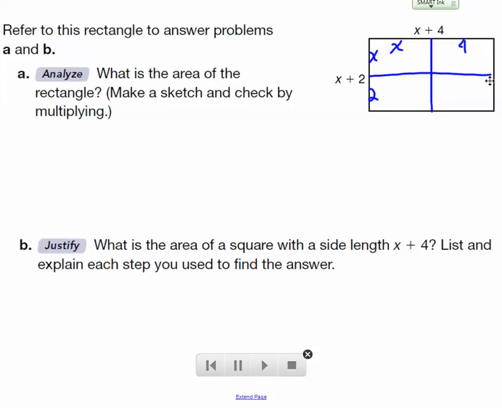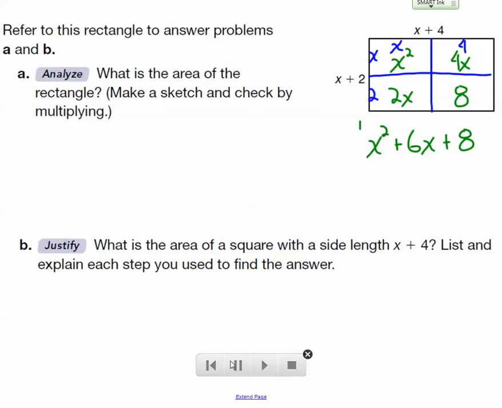Okay, so now let's find the area of each part. This upper left corner is x times x, so its area would be x squared. The upper right would be x times 4, 4 times x, which is 4x. The lower left corner is 2 tall and x wide, so it's 2 times x. And this part over here is going to be 8 square units, because it's 4 wide and 2 tall, and 4 times 2 is 8. So the area of the whole rectangle together would be the sum of all those things: x squared plus 6x plus 8. x squared, 4x plus 2x is 6x, and then we got 8. So that's the area of the whole rectangle.